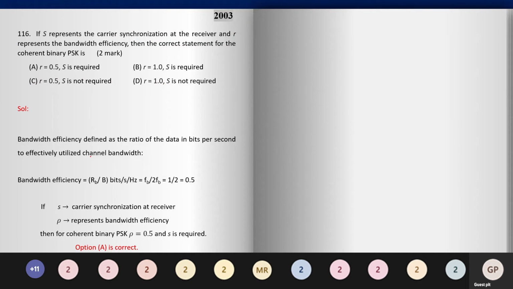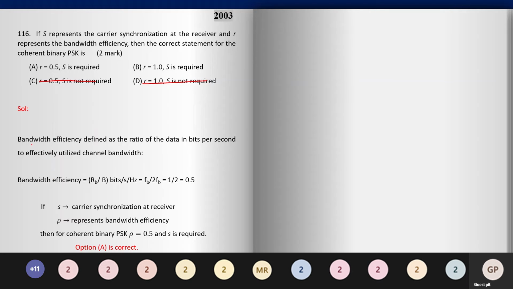Remember the concept for BPSK: whatever carrier is used has to be used at the receiver side as well. It's just like a key. So obviously S is required. So out of the options, you can directly cancel out C and D. So it can be either A or B. I have already projected it here. Just listen carefully. Now we're going to calculate the bandwidth efficiency.